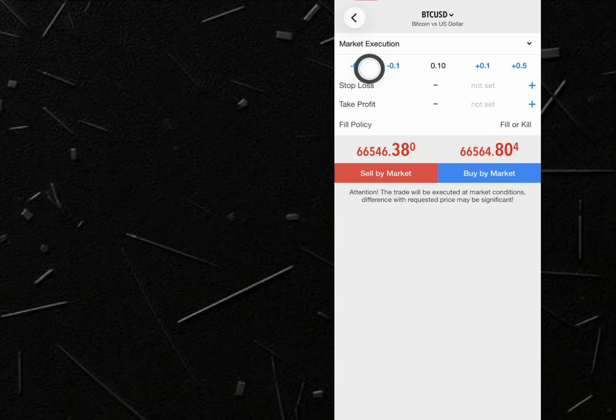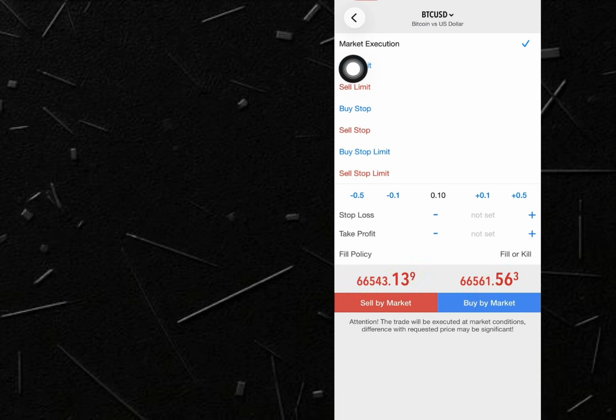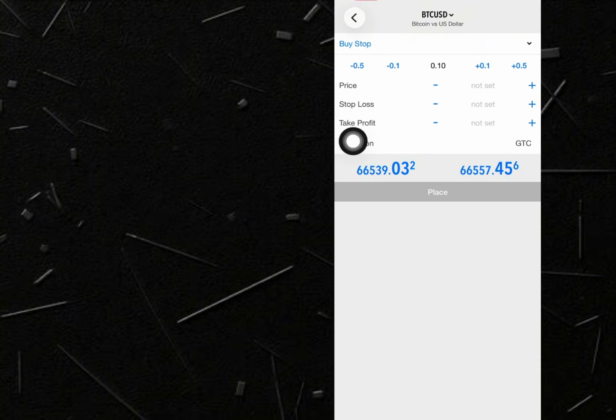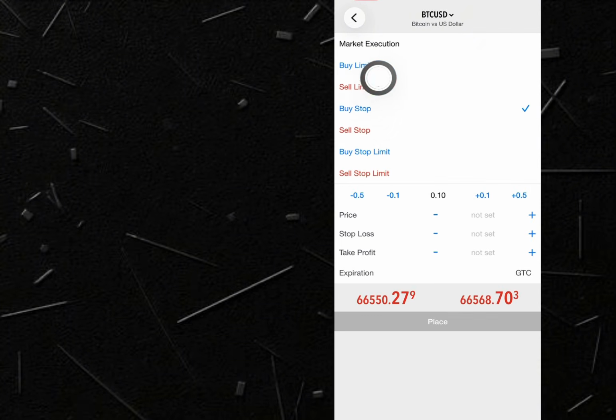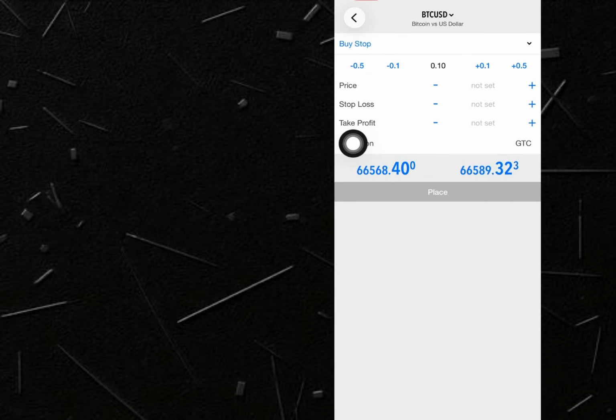So you tap this market execution. You don't want to enter now. You tap here. Now you are seeing here buy stop. All right, they can send you a signal for buy limit. You select buy limit, sell stop, but for this one it is buy stop. So after you are done with the buy stop, you are going to see price, stop loss, and take profit.